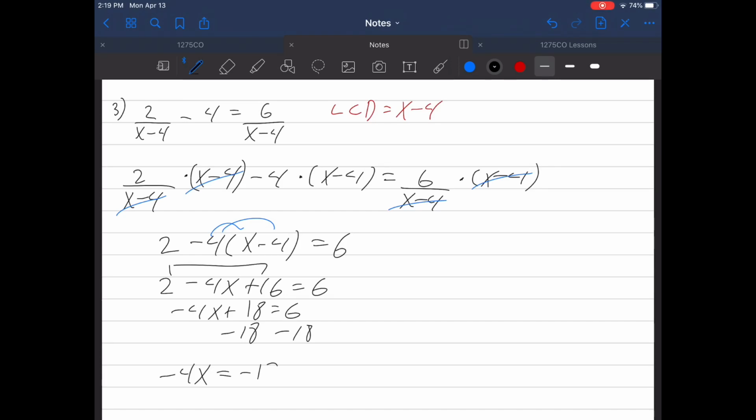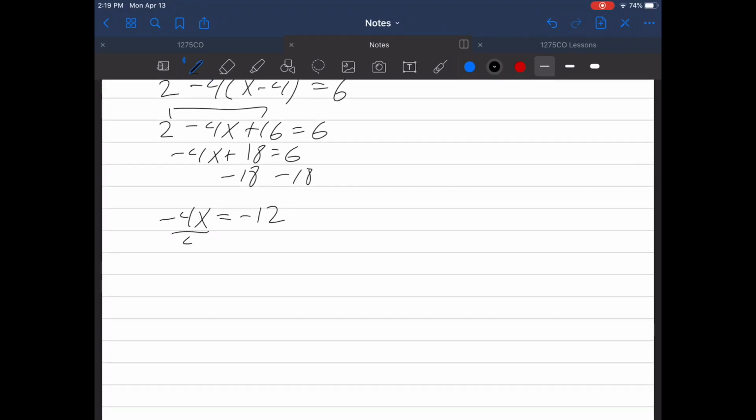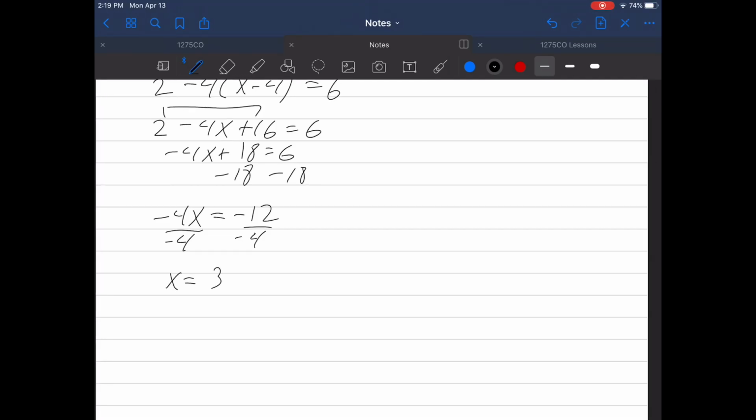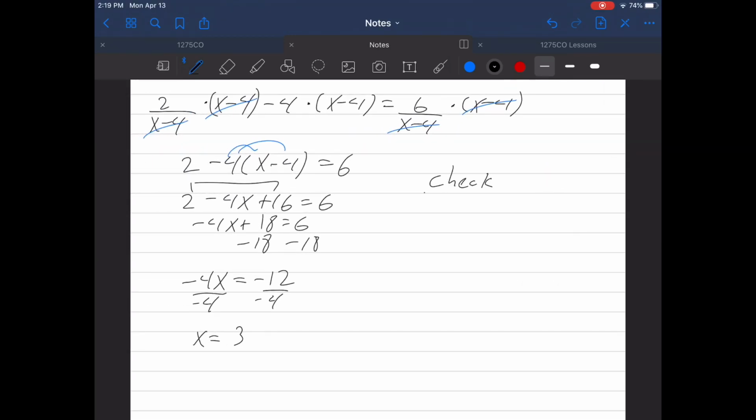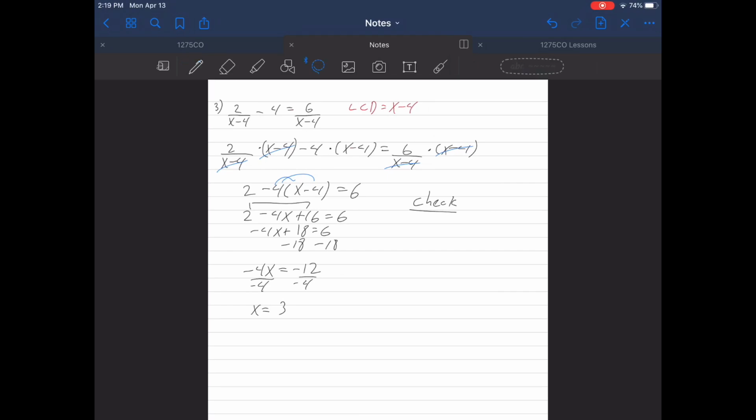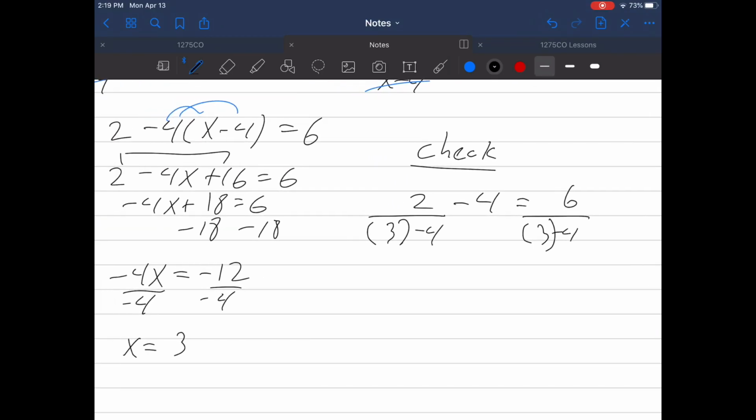Subtract 18 from both sides. Negative 4x is equal to negative 12. Divide by negative 4, and we're going to get an answer of x equaling positive 3. So let's check and see whether this works. Once again, this is our original equation up here. So 2 over 3 minus 4, minus regular 4, equals 6 over 3 minus 4.